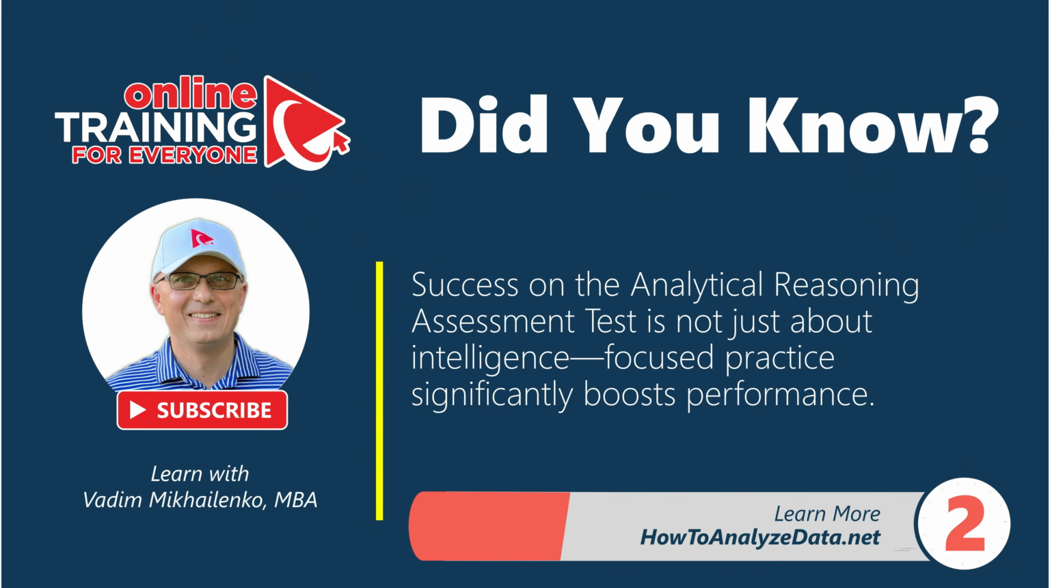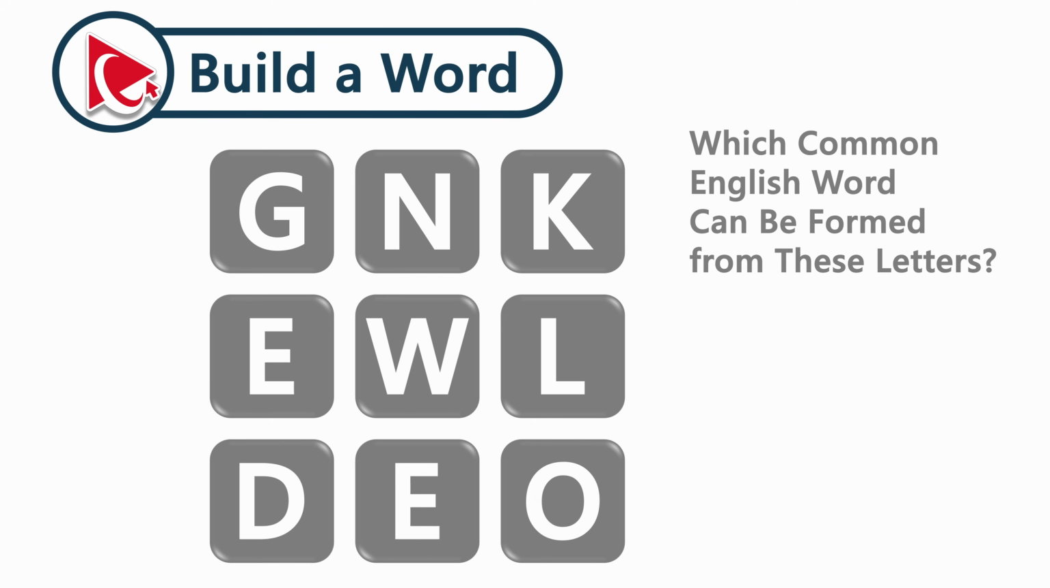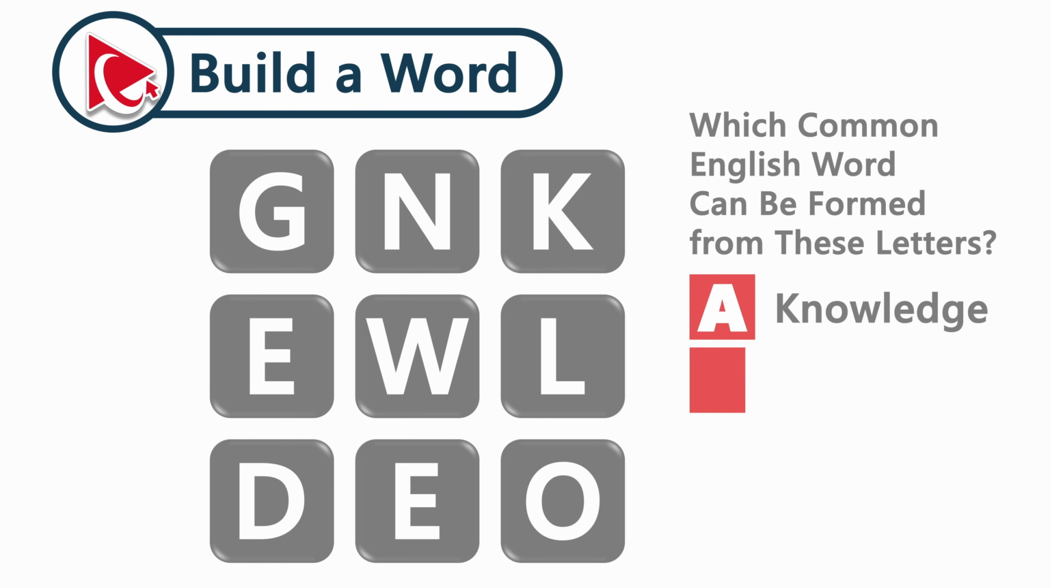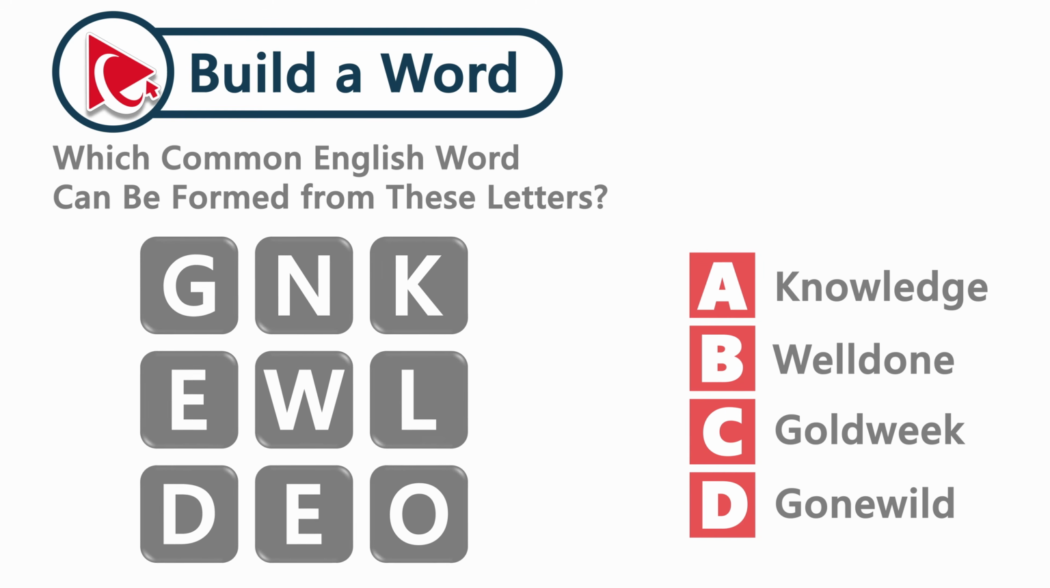In this question, you're presented with 9 letters, and you need to build a commonly used English word. The letters are G, N, K, E, W, L, D, E, O. And your choices for the answers are choice A, knowledge, choice B, well done, choice C, gold week, and choice D, gone wild.